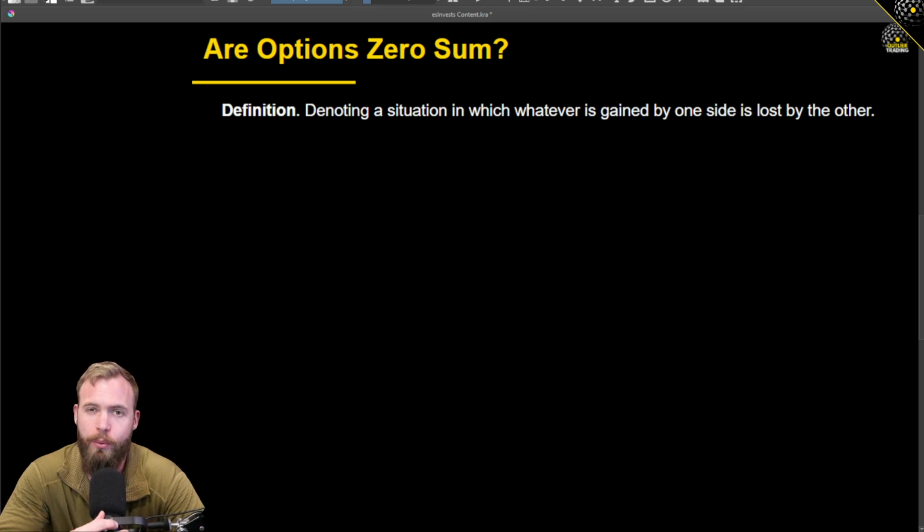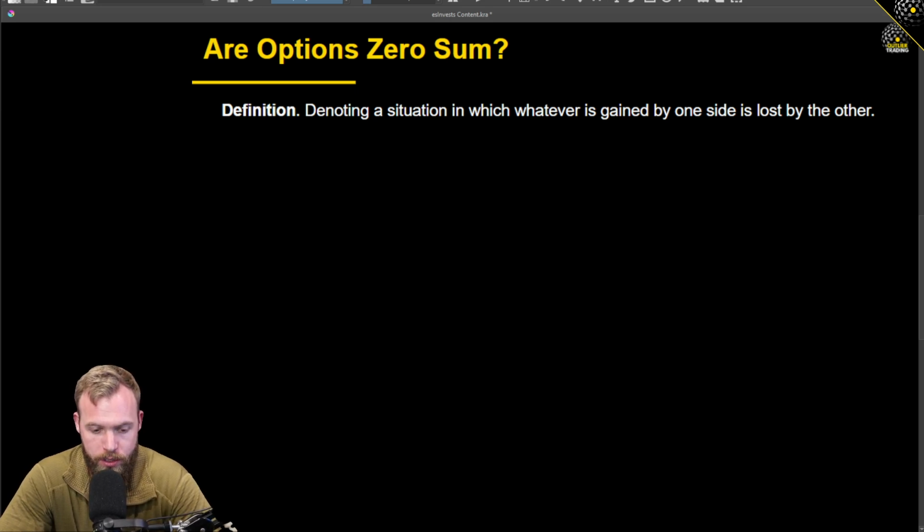Today, we're going to talk about whether or not options are zero sum. This is actually a really important conversation, specifically not for the pedantic side of things, but for the implications, and you'll see what I'm talking about. So, what is a zero sum system? It's a situation in which whatever one entity gains, another entity loses.